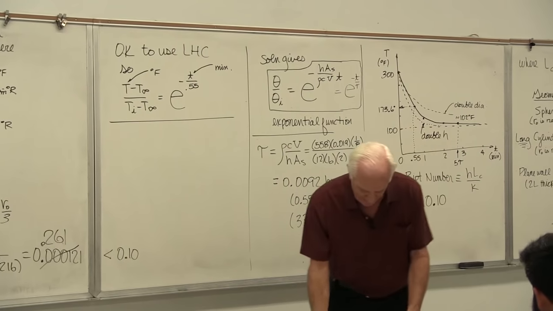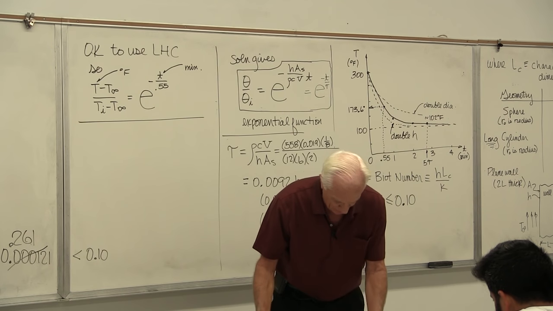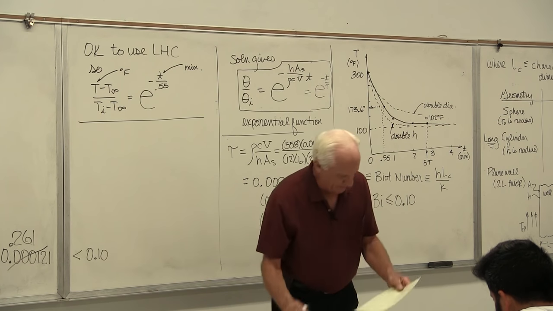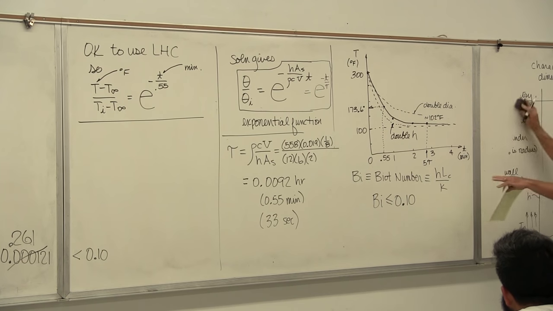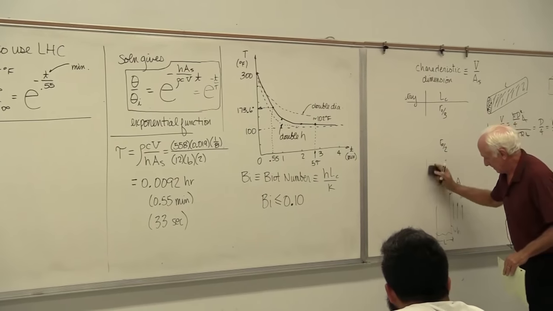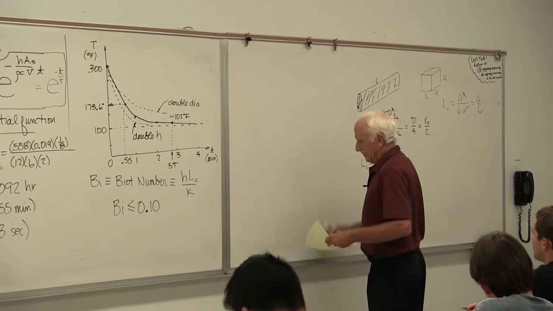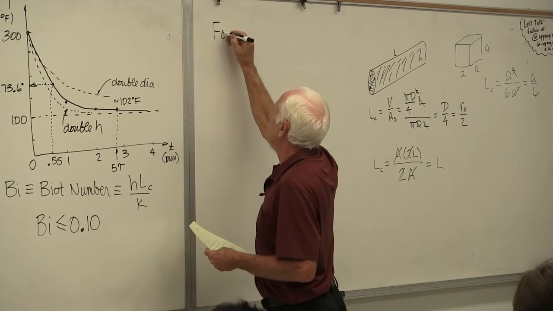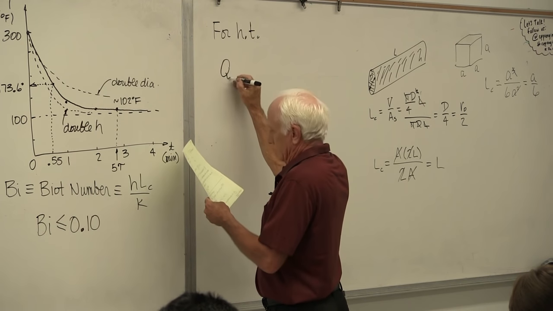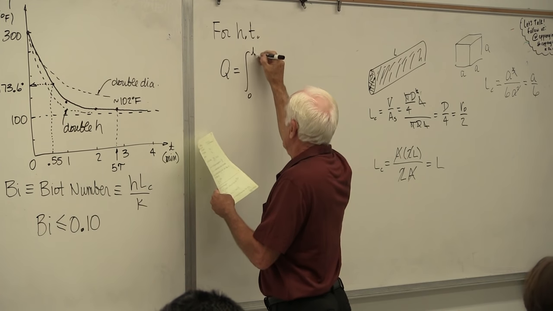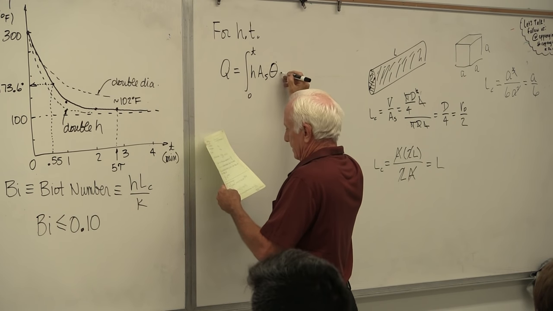Now, if you want to find the heat transfer that's taking place in that time, we can do that. Let's see where our heat transfer, there it is. I'm going to put that over here, because this gives us temperature. Don't forget, in heat transfer, we're interested in two things. We're interested in the heat rate, Q, and the temperature, T. Okay, so far, heat transfer. Q is equal to the integral from 0 to t of hAs theta dt.